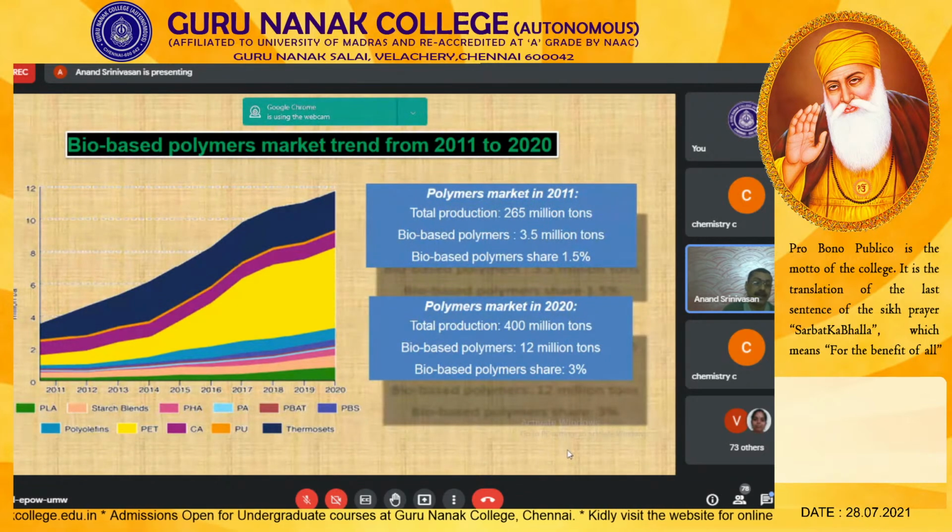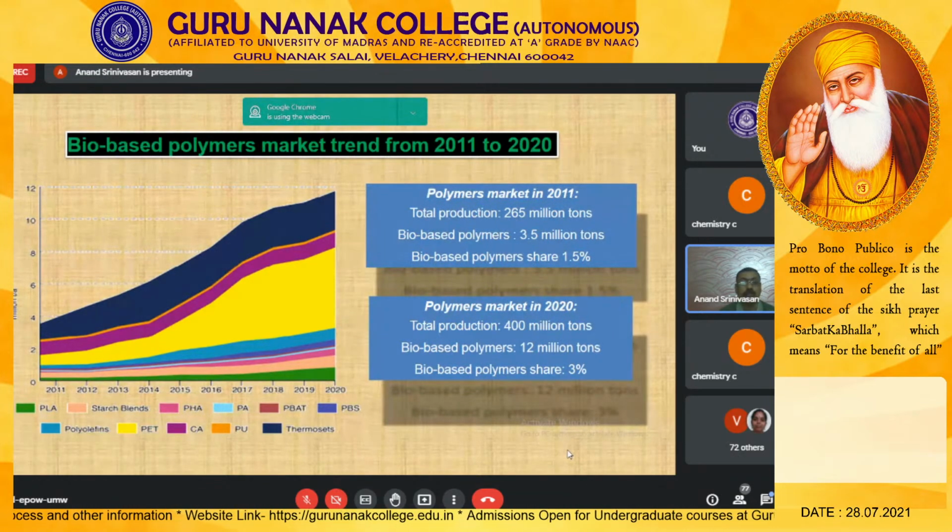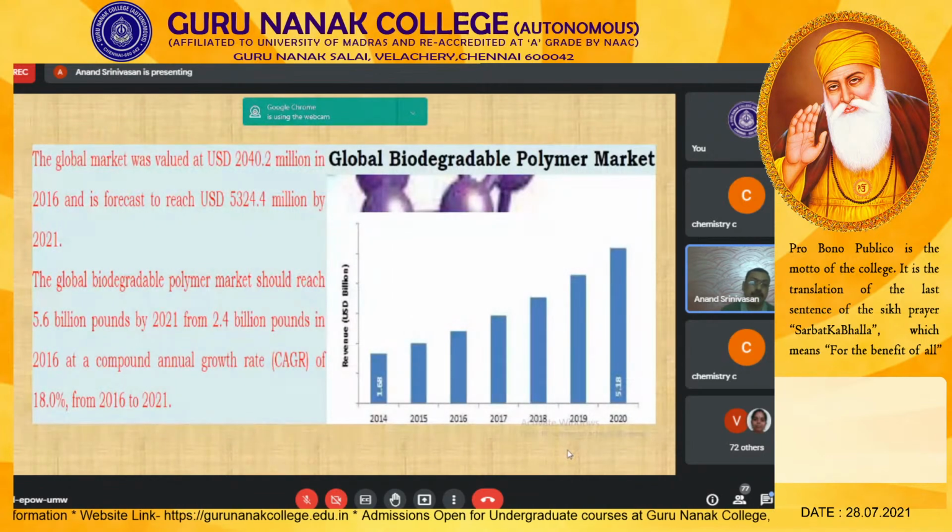from the graph. You can see plenty of biopolymers like PLA, starch blends, polyhydroxyalkanoates, then PBAT, PBS, polyolefin. You can see the usage is increasing day by day, which shows that people are now really interested to use this material instead of synthetic polymers. Similarly, you can also have the statistics as far as biodegradable polymers are concerned.